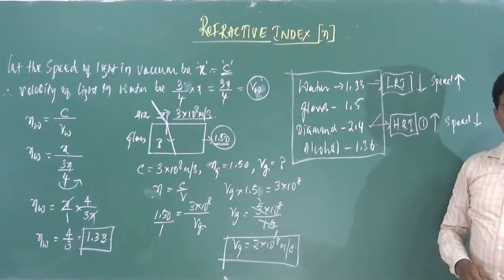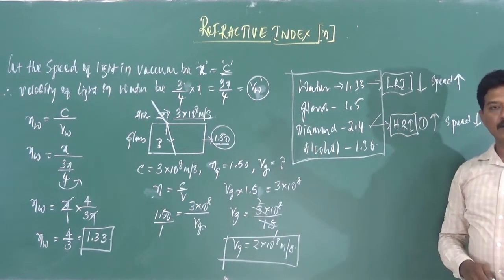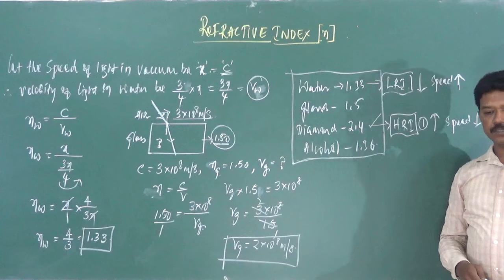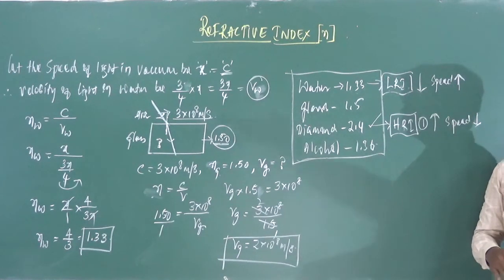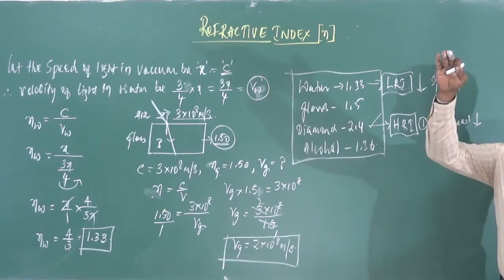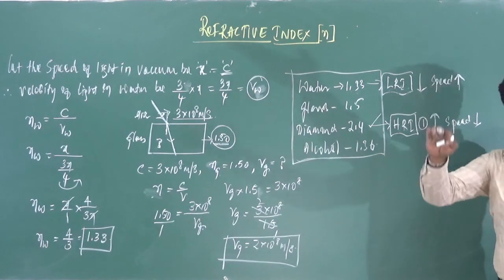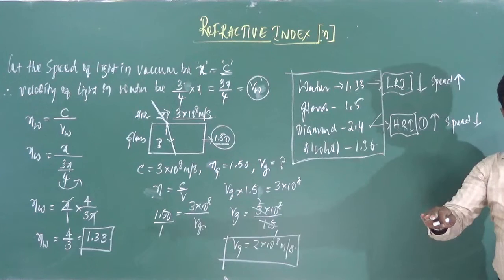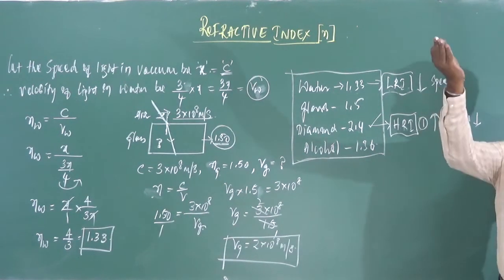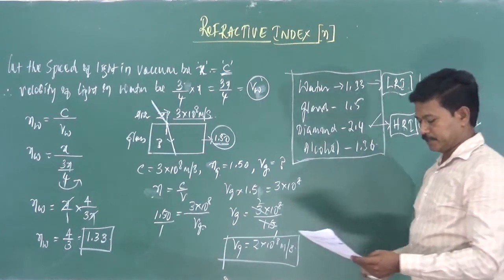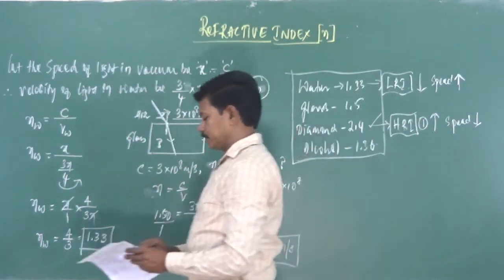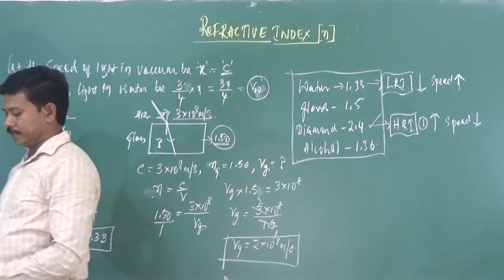So refractive indices and the speed of light are always inversely proportional. If one rises, the other decreases. Highest refractive index, the light traveling through those substances, speed will be less. Lowest refractive index, the speed of the light will be more in those substances. You have to remember the criteria. So next, we'll go with another question.